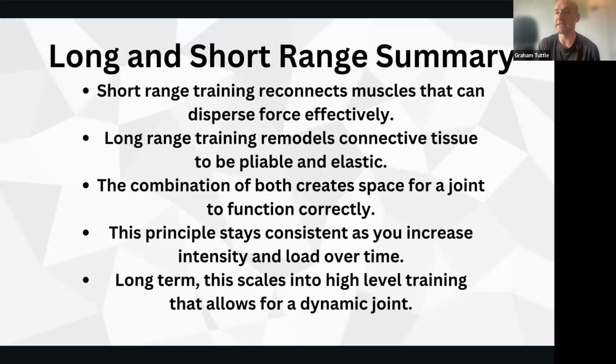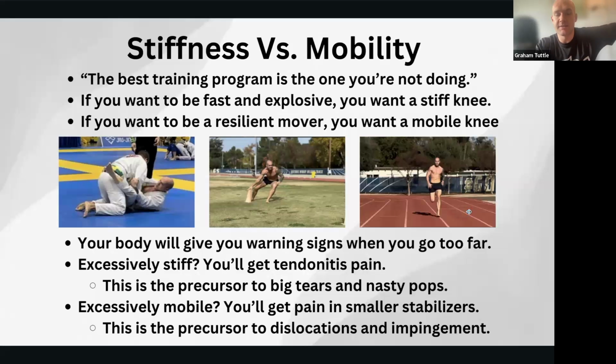So I think that's a better way of thinking about it than just increasing range of motion, because we don't necessarily just want range of motion. We want range of motion within a connected, pliable set of fascial tissues. So long term, this scales to the highest level of training that allows for a dynamic joint. So what does that dynamic joint look like? This is the difference between stiffness and mobility. Stiffness and mobility are the two ends of, let's say, a spectrum within which the knee can move.